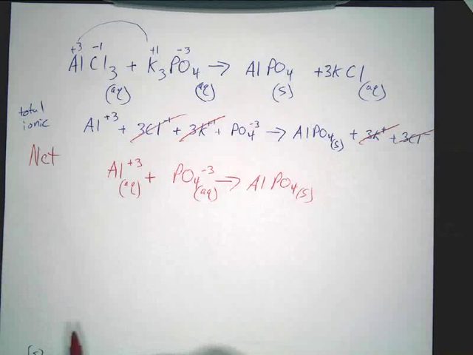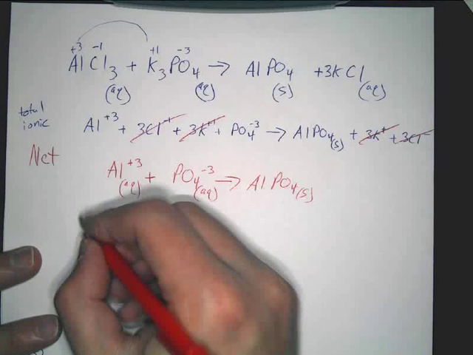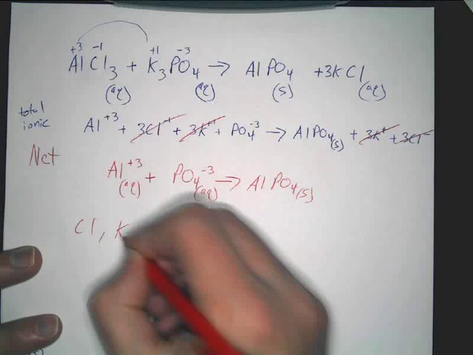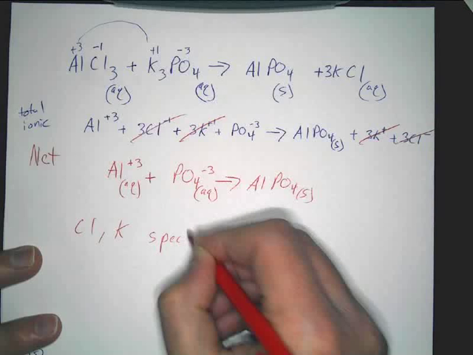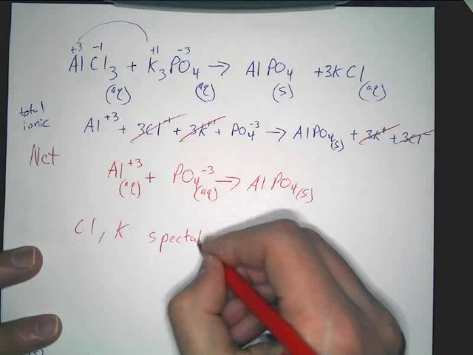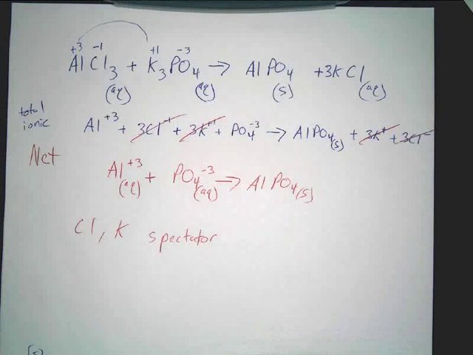And that's it. What were your 2 spectator ions here? So chlorine and K were spectators. Spectator. So I make sure I spell it right.